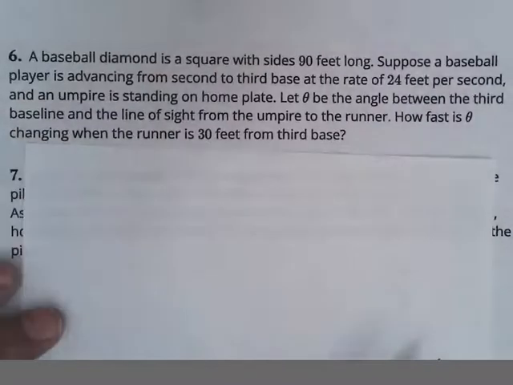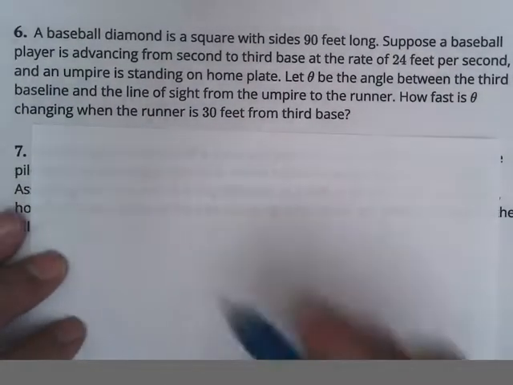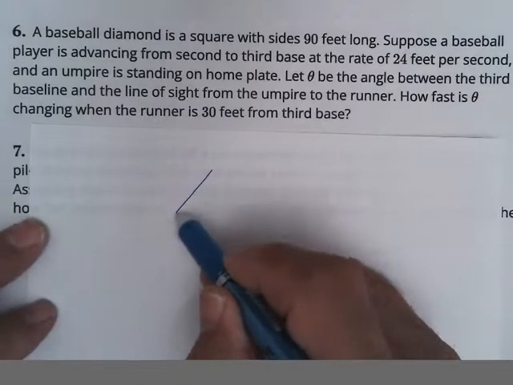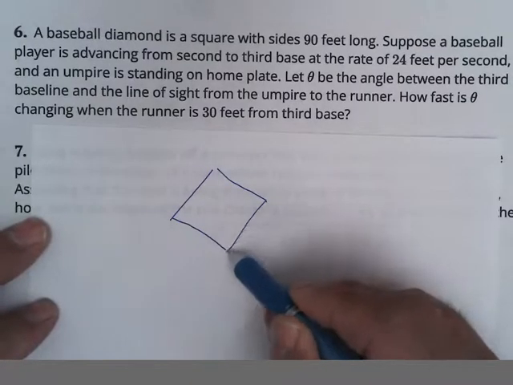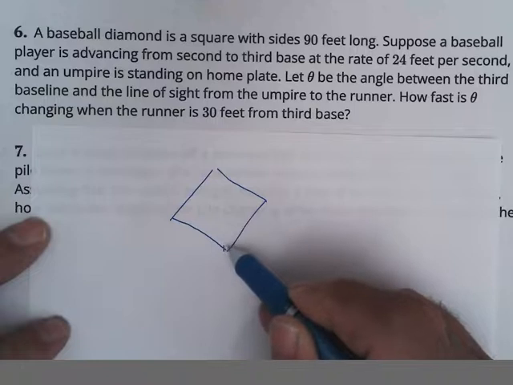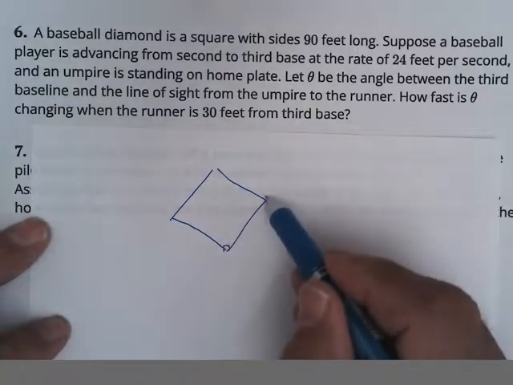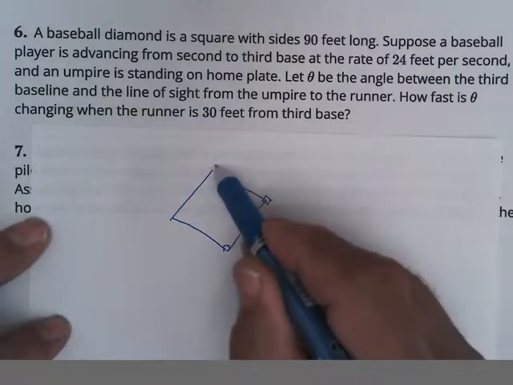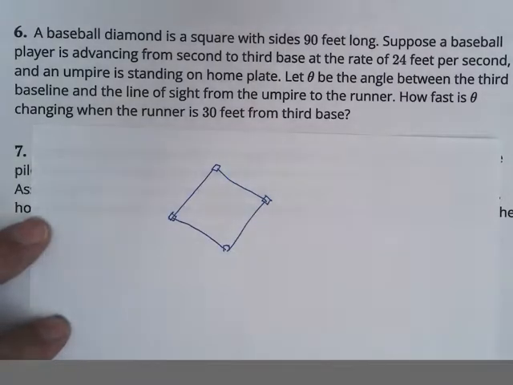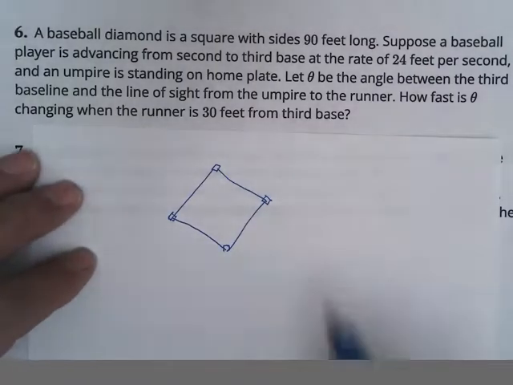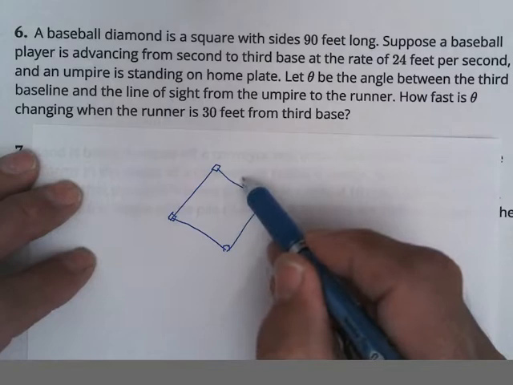Number 6. A baseball diamond is a square, and we usually do it this way. That's just the way baseball players like to draw it, with a home plate down here, and a first base, second base, third base, for those of you who are not familiar with baseball. And each side is 90 feet.